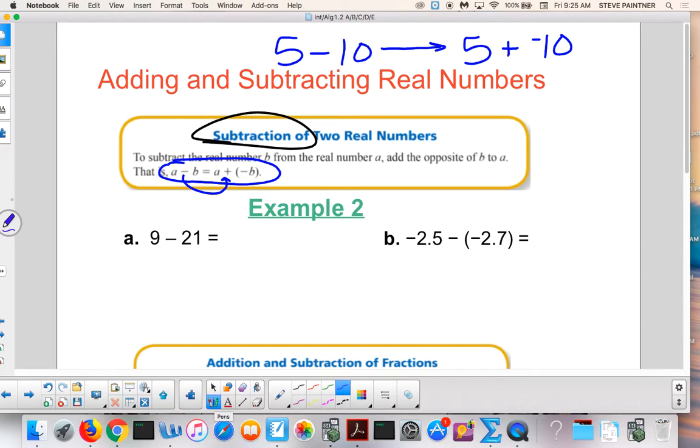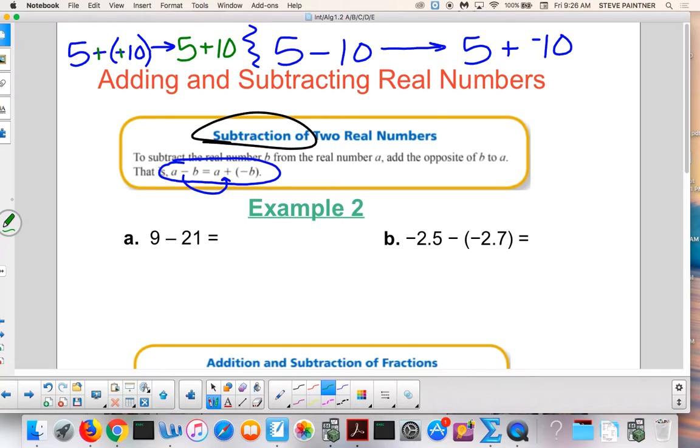Yes? Okay, wait a minute. What if I did this? 5 minus negative 10 is the same as 5. Change that to what? Plus. Change the next number to what? Opposite. So 5 plus 10. I mean, I think you knew that coming into class. This is the rule of subtraction. Subtraction can be turned into addition as long as you add the opposite.